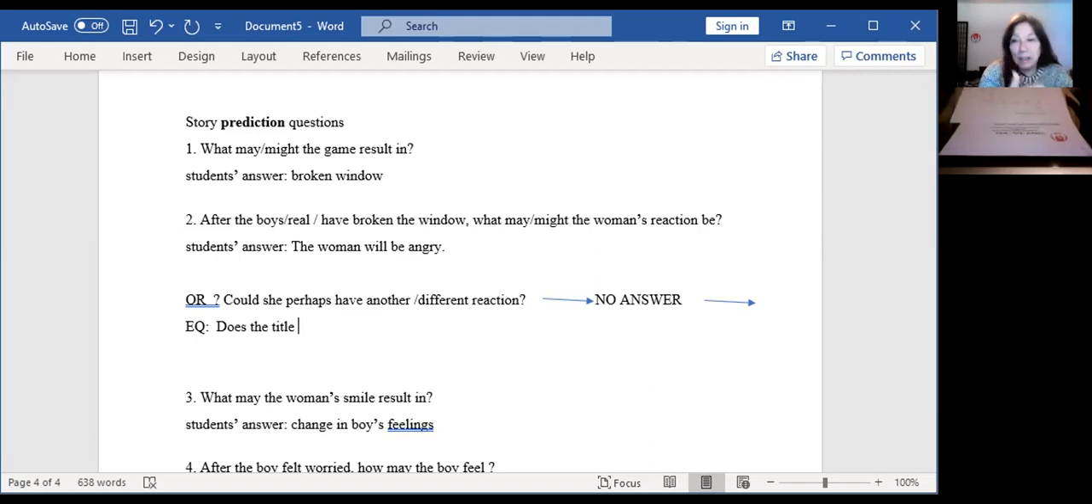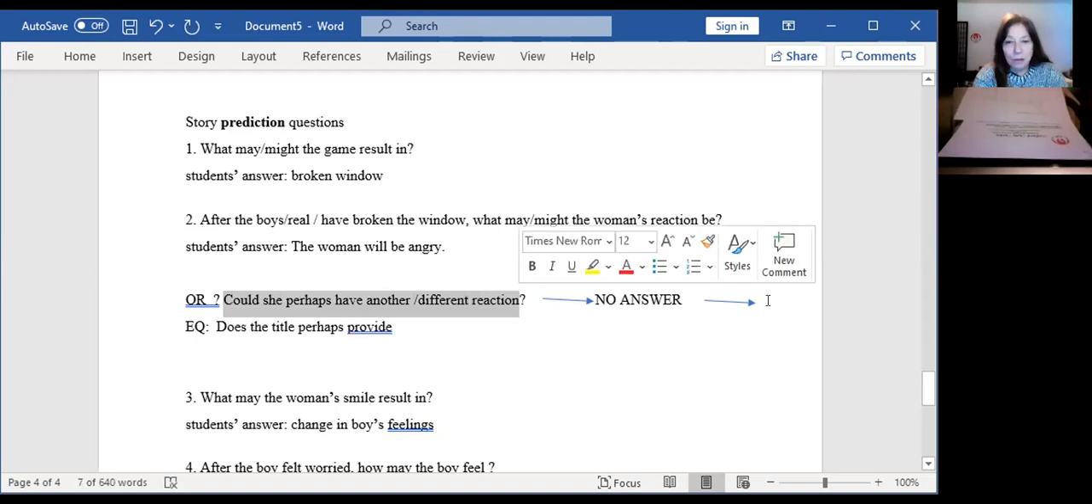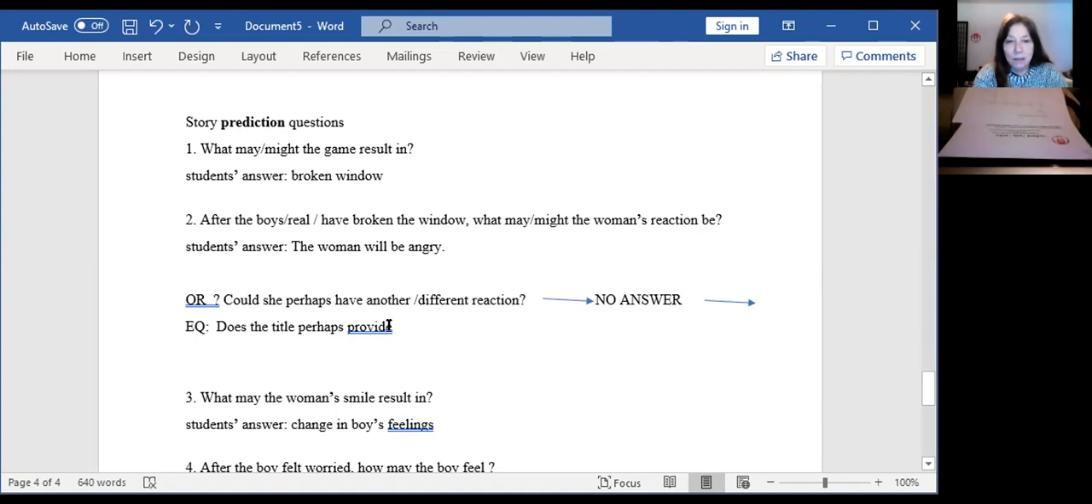Or you could just direct them to the title to find an alternative reaction. So the question is, could she perhaps have a different reaction? That is, could she perhaps not be angry? Does the title perhaps provide what? Maybe a clue? A clue to what? The woman's reaction. You could ask that, couldn't you? And mention the title, draw their attention to the title.